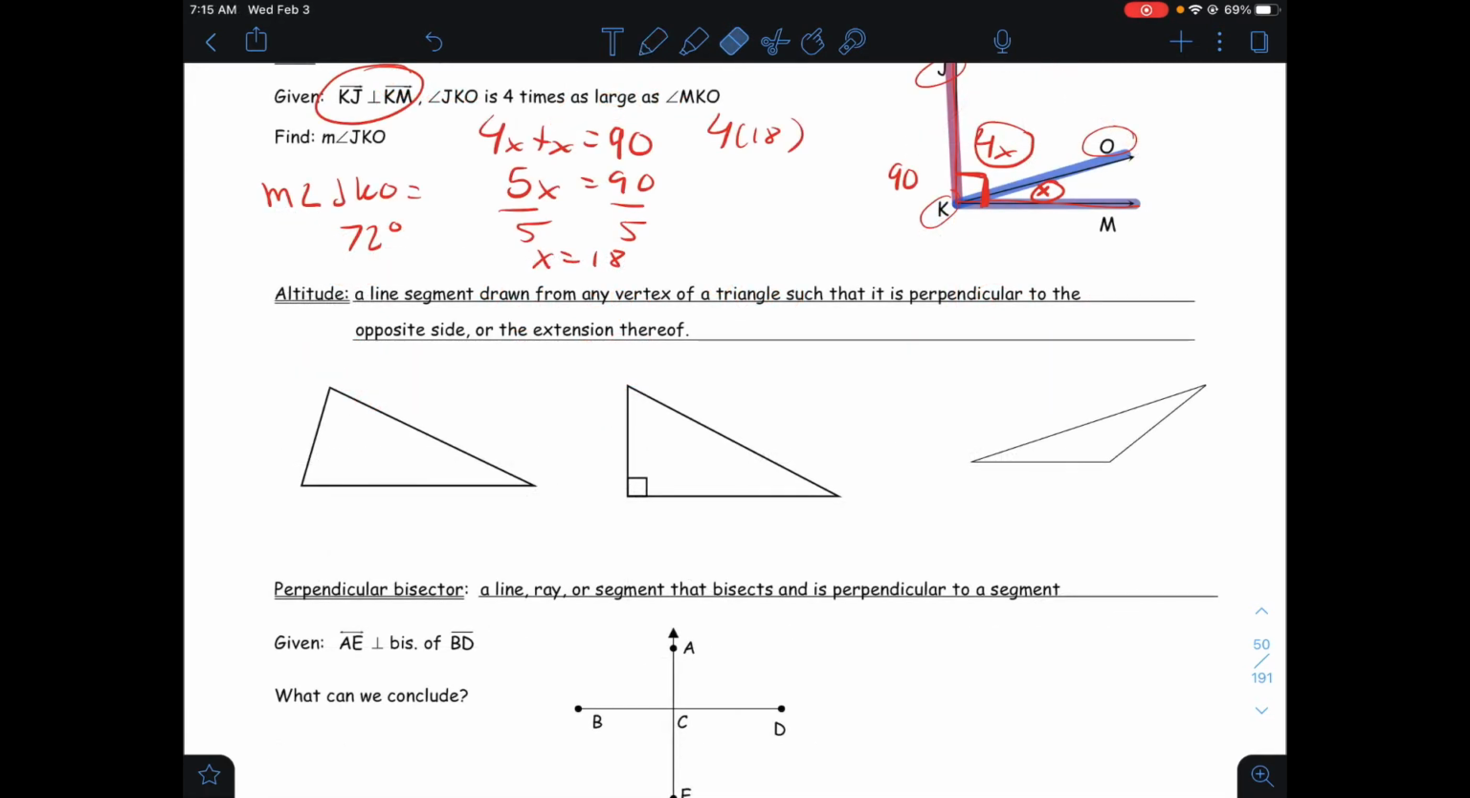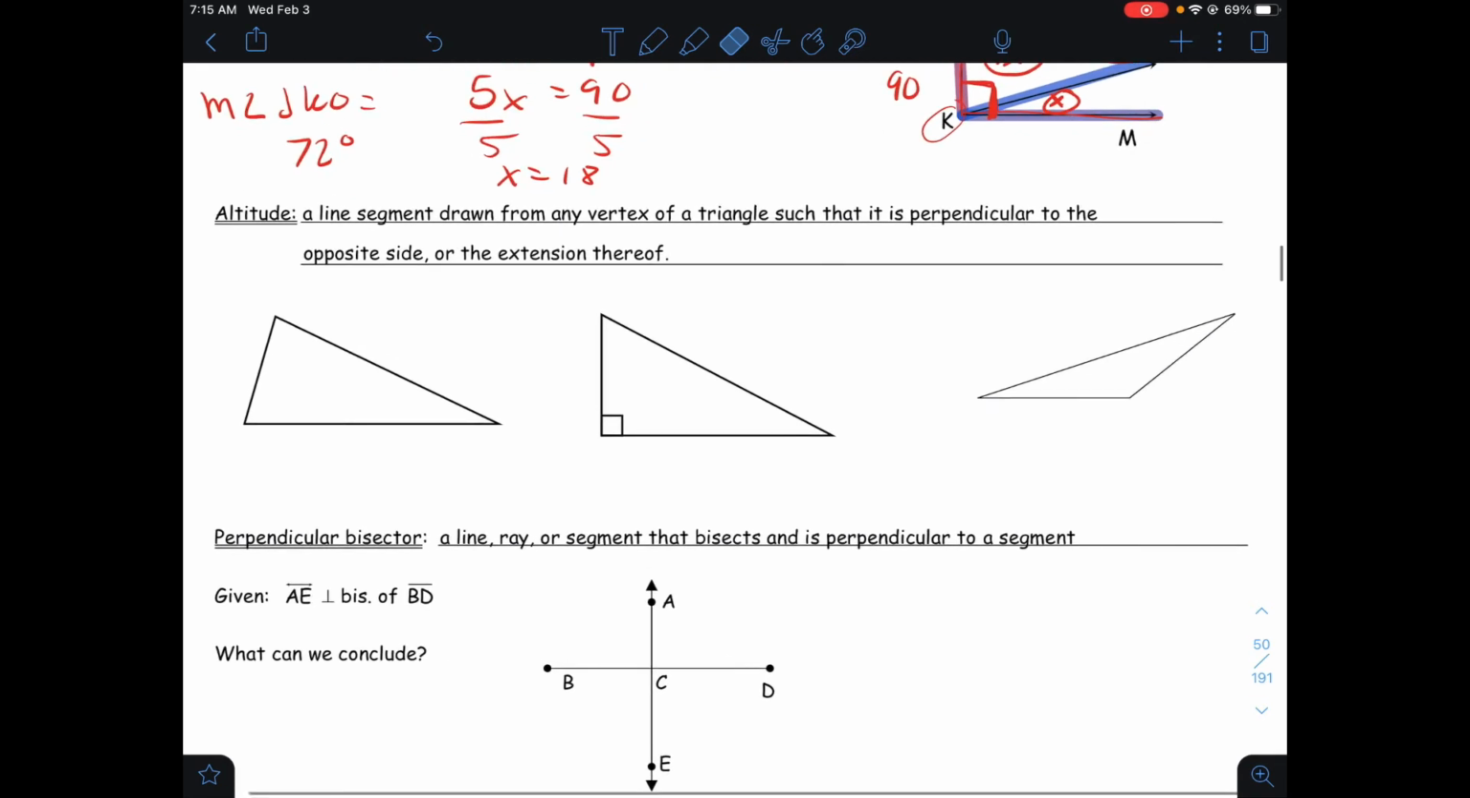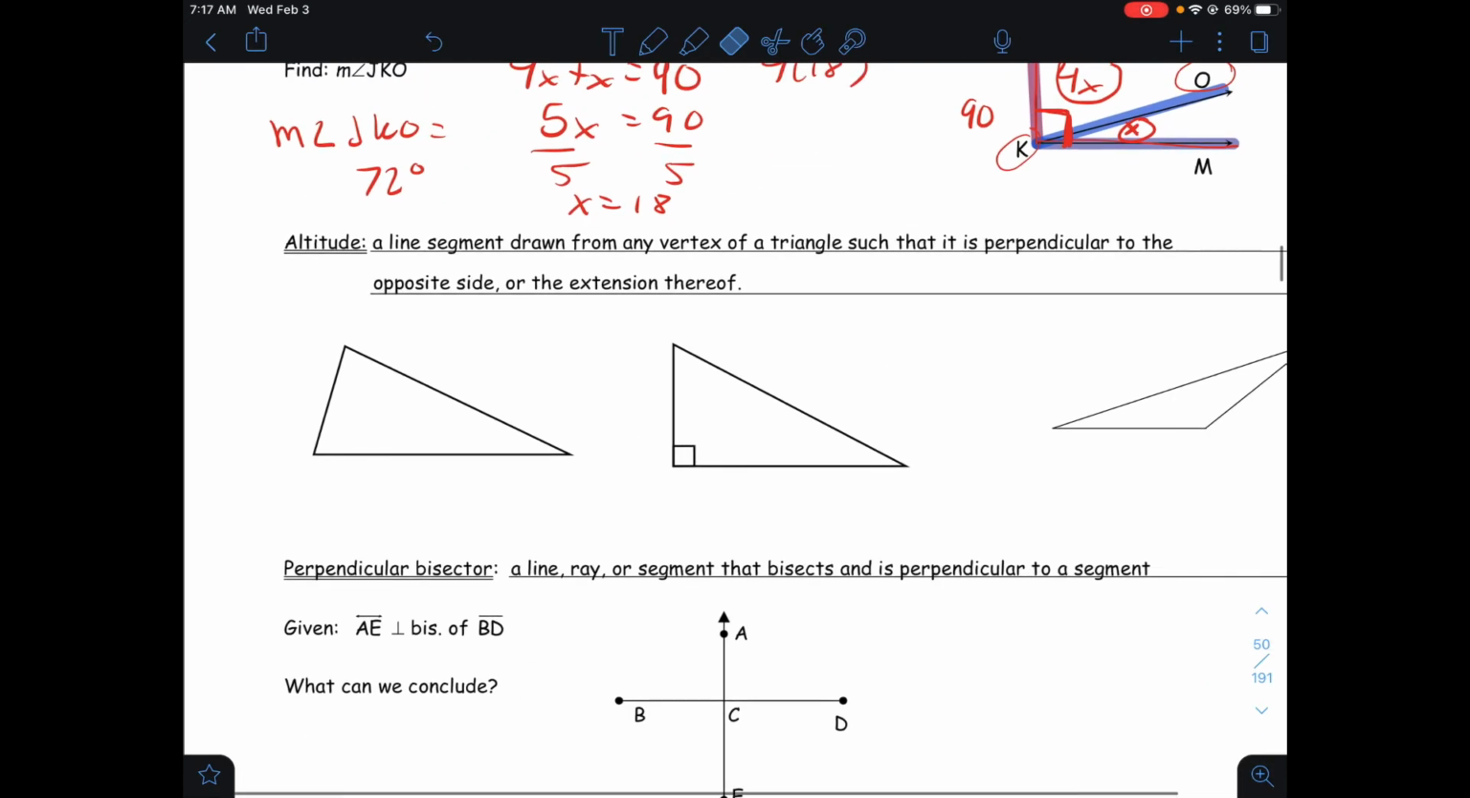All right, so let's go ahead and continue on. The next portion here talks about altitude. That is a line segment drawn from any vertex of a triangle such that it is perpendicular to the opposite side or an extension thereof. So basically, first off, let's talk about what perpendicular means. Perpendicular means that it forms a right angle.